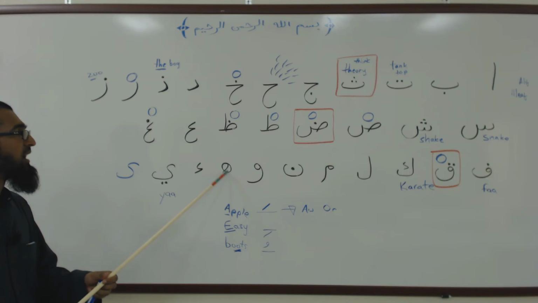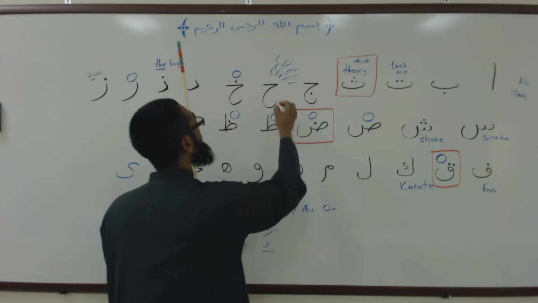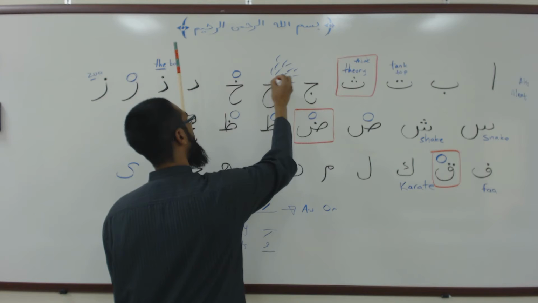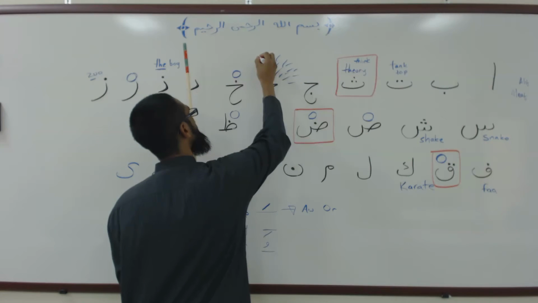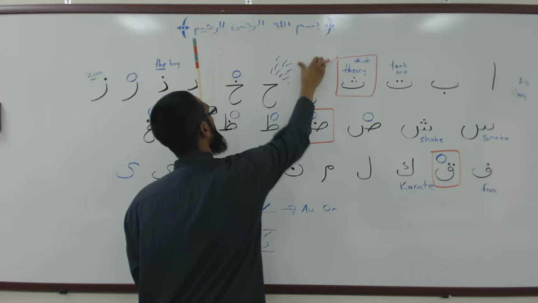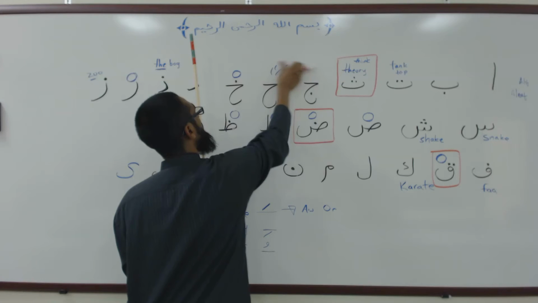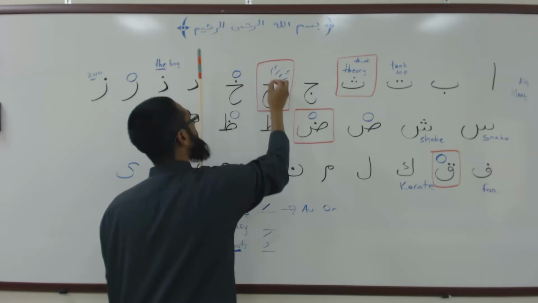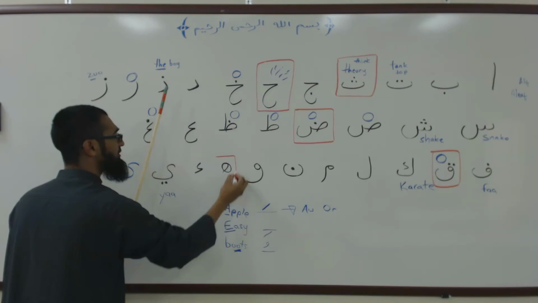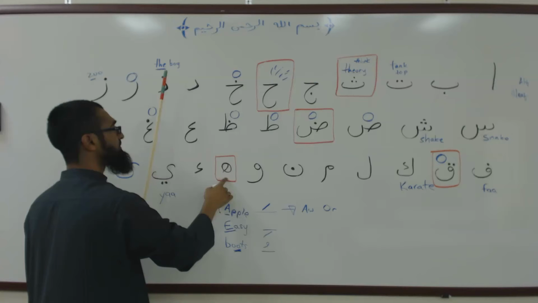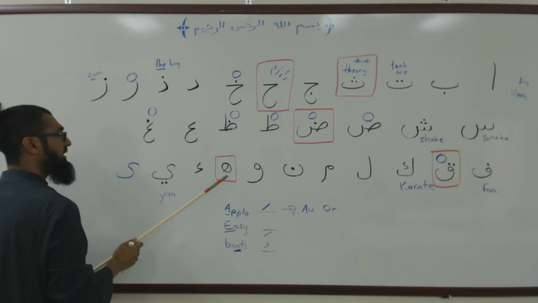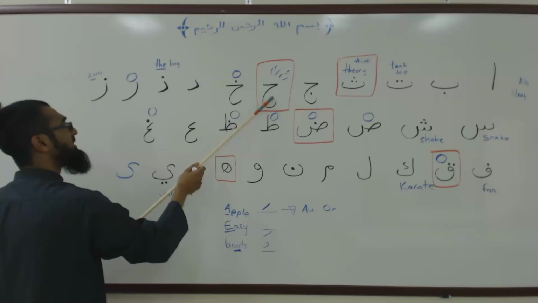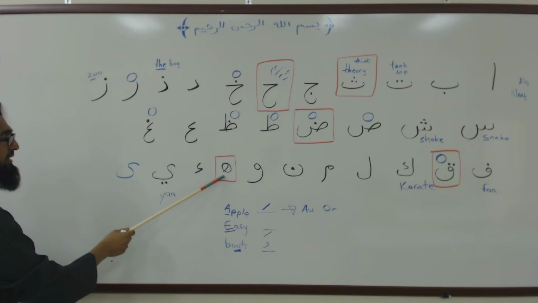So I'm going to put a box around this one also. Take off some of this here, because this one is normally confused and mixed up with this right here. The ha and the ha. This is like in the word ihdinas. Ihdinas siratal mustaqim.